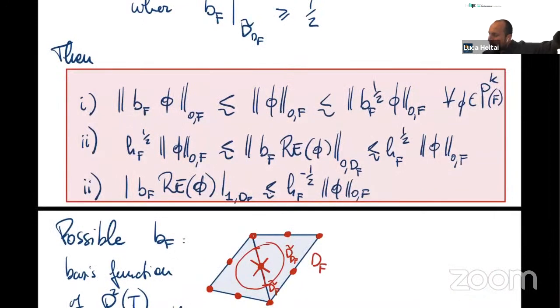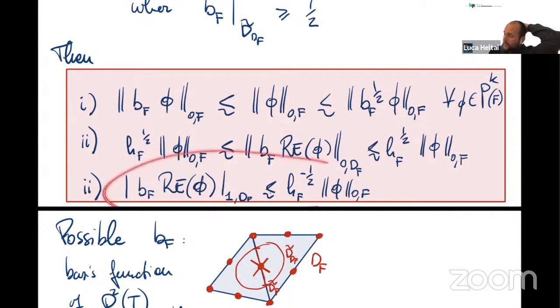In addition, the properties that allow you to measure sort of inverse inequalities and trace inequalities applied to the bubble functions properties that we had above. So you have norms on the face weighted with hf to the power 1/2 is controlled by the norms of the lifting operator, which is scaled by the bubble function, and this itself is controlled by the norm of the face. It's equivalent to the norm of the face scaled with hf to the power 1/2.